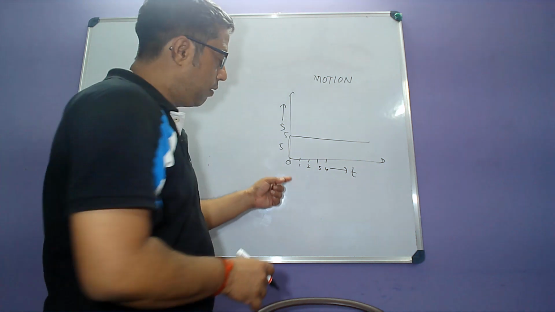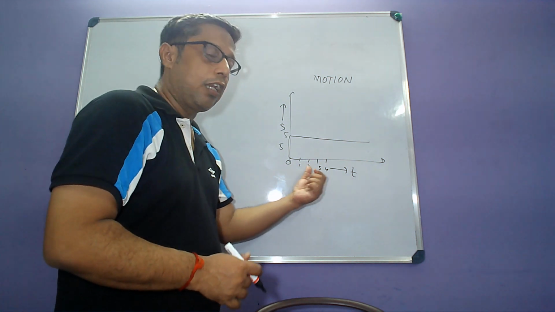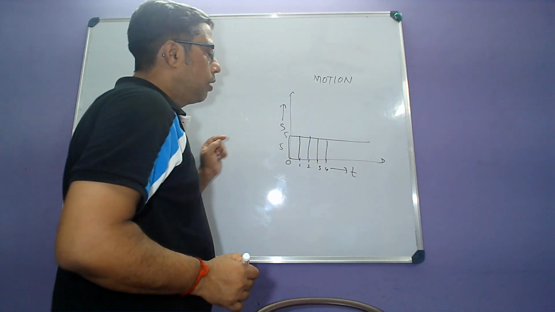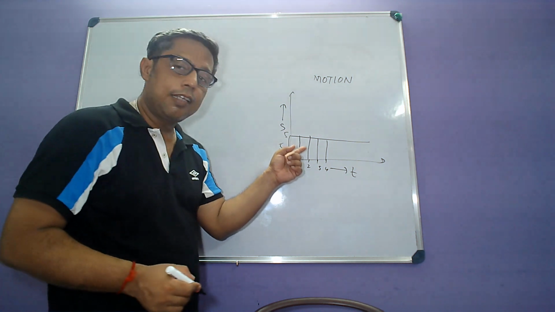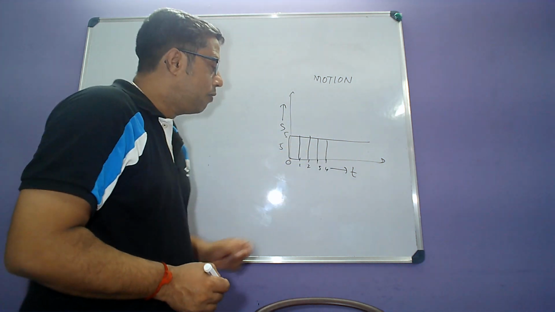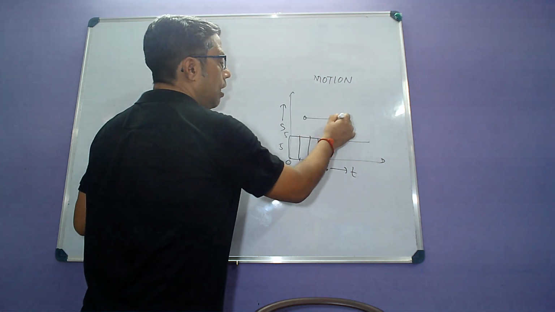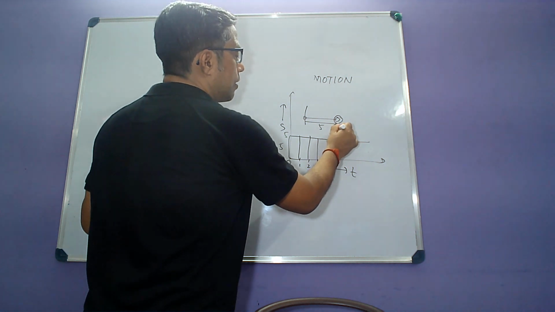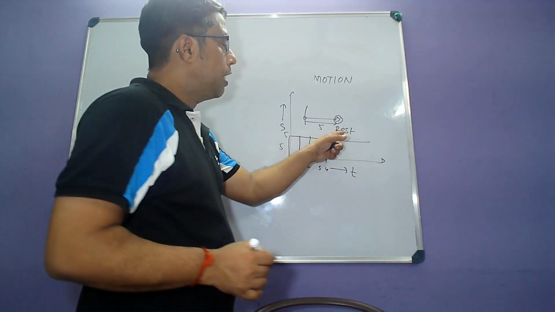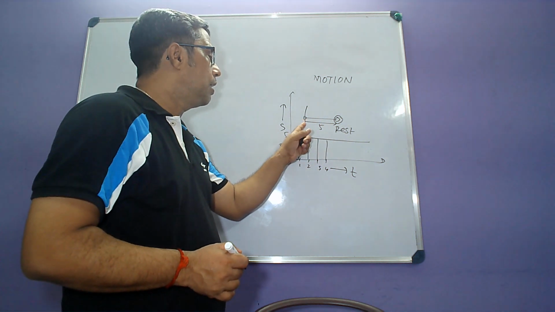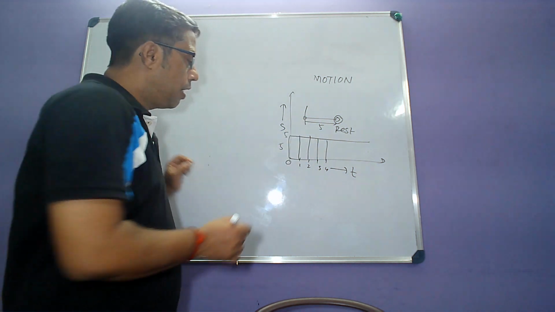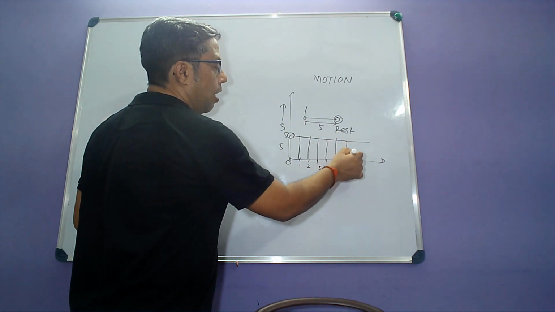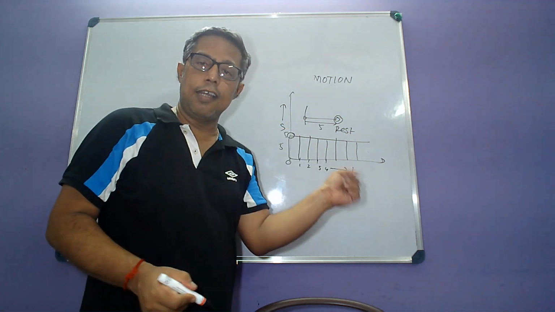If you have a stopwatch, you are measuring the time here: 1 second, 2 seconds, 3 seconds. But my distance is not varying, it's 5, 5, 5. So time is progressing, but distance is not changing. That means if there is an object at a certain distance from here, let's say 5, the object is at rest. Rest means the position of the object is not changing with respect to some origin. If this is the origin, this is the position of the object, and this distance is not changing with time. That means the object is at rest.